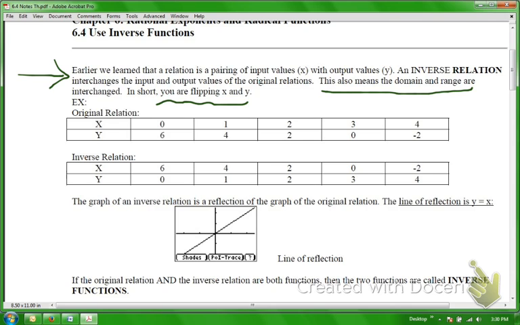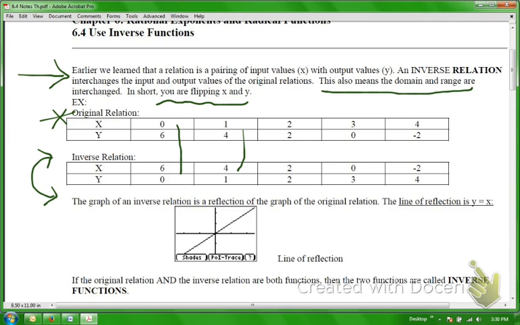So if this is your original relationship right here, x is 0, 1, 2, 3, and 4. Y is 6, 4, 2, 0, and negative 2. To find the inverse, you switch x and y. It is not tough. So given a table, it looks just like this right here. 0, 6 becomes 6, 0. 1, 4 becomes 4, 0.